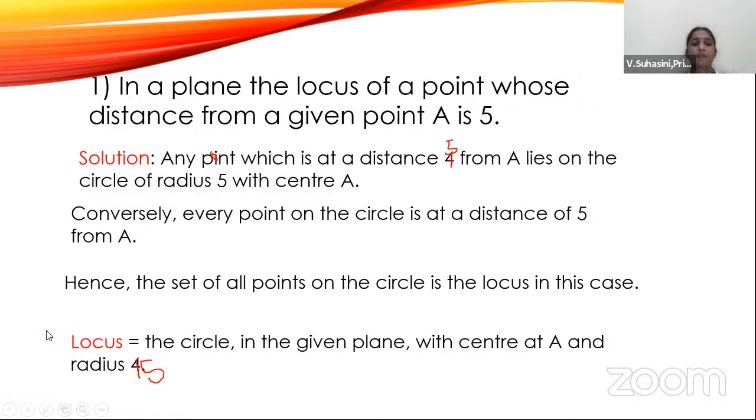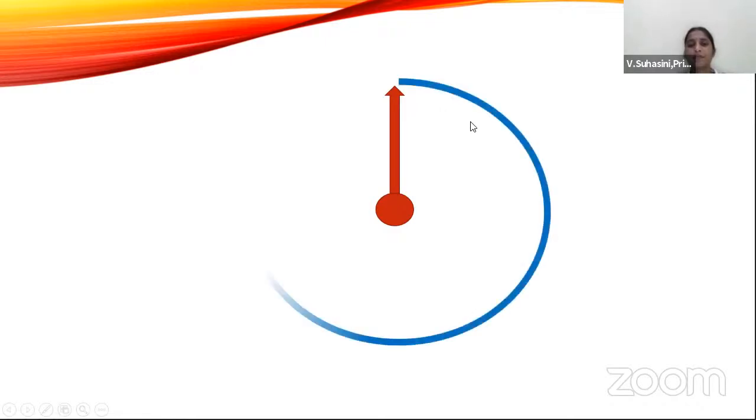Is it clear, children? Like this you have to write when it is only locus. Just he is asking us to find the locus. Again, let us see that motivational slide. This is the point, see, children. And now I am collecting all the points which are at a distance of 5 centimeters from this fixed point. When I am collecting, what is the geometric figure I got, children? It is a circle.